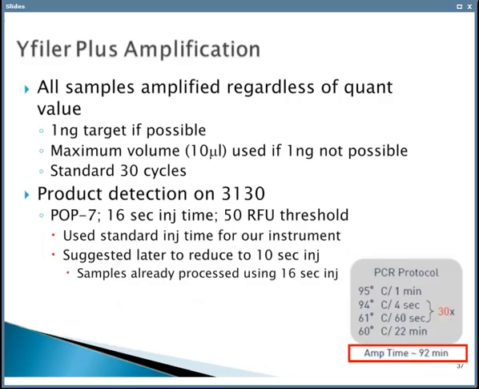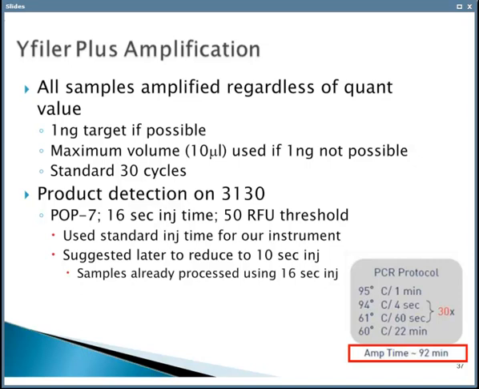Okay, so that's a general description of what the samples look like in terms of quantity of male, degradation index, and quantity of total DNA. Now, what about Yfiler Plus? Because this was a study to determine the efficacy and usefulness of these systems, all samples were amplified regardless of the quant value. We used 1 nanogram if possible, and you can see only a few had that. If not, we used the maximum volume. We used the standard 30 cycles for the Yfiler Plus.